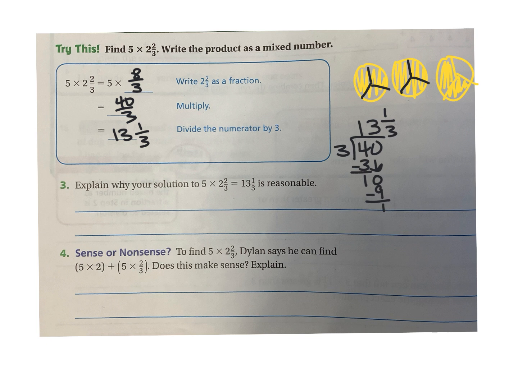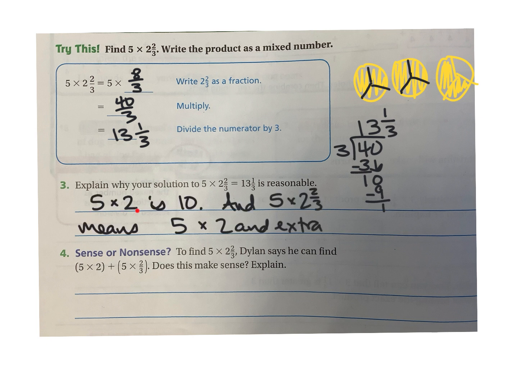That's why it's reasonable. The way I wrote that is 5 times 2 is 10, and 5 times 2 2/3 means 5 times 2 and extra. I guess hopefully that makes sense to you. That's how I went ahead and explained it.